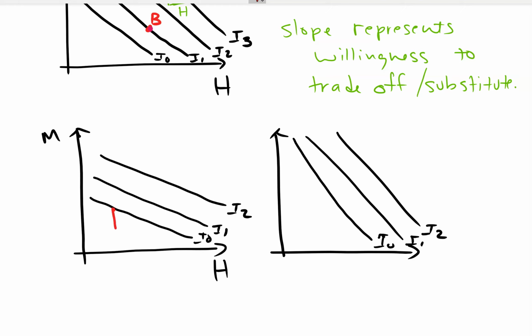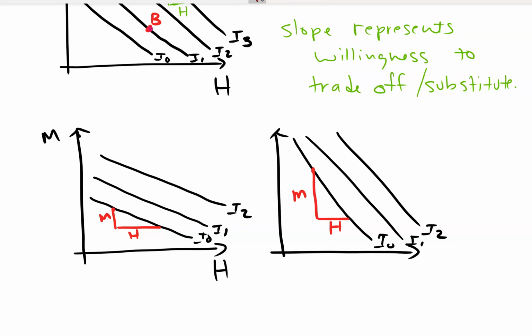And so in one case, the lines are very flat. Okay, so we said this earlier. So in this case, if you're trading off market goods for home, you're going to get a lot of home just for a little bit of market. Okay, and then in this case, you're going to give up a lot of market to get some home.